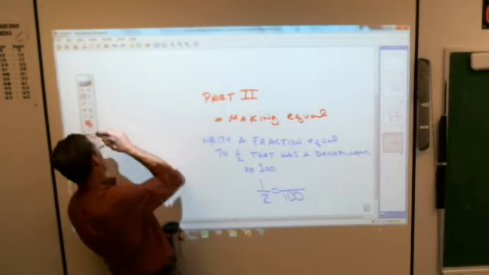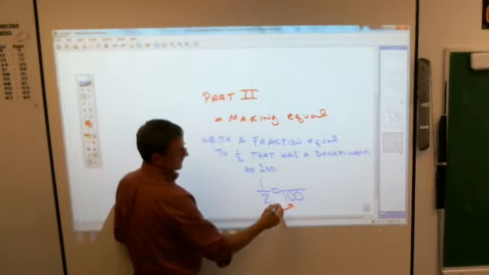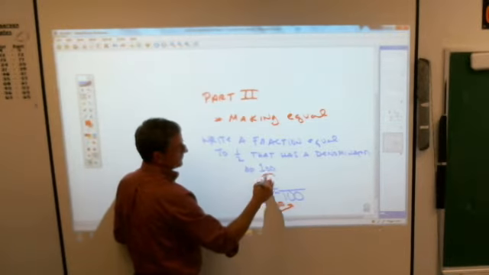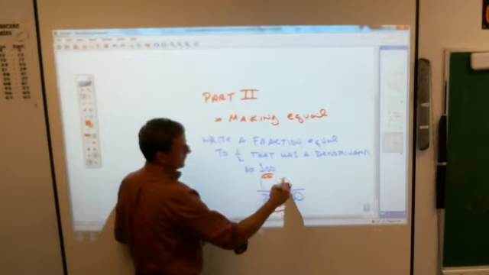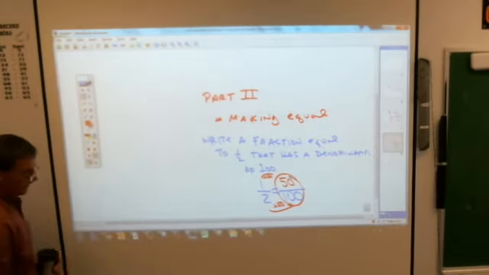And obviously the answer to that would be, how do you go from 2 to 100? You multiply by 50, so you multiply the top by 50, and there is your fraction.